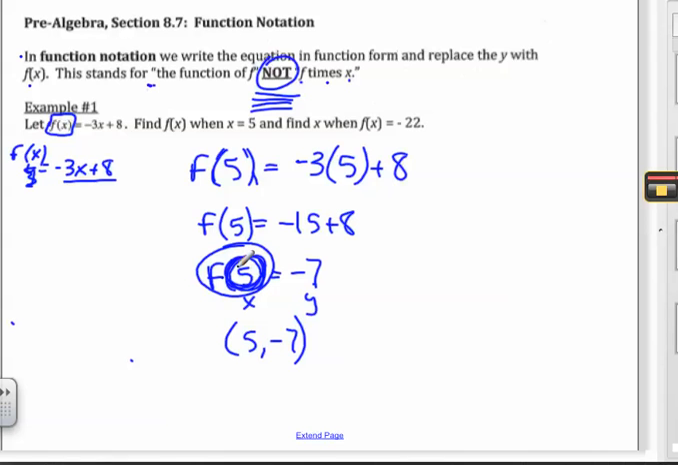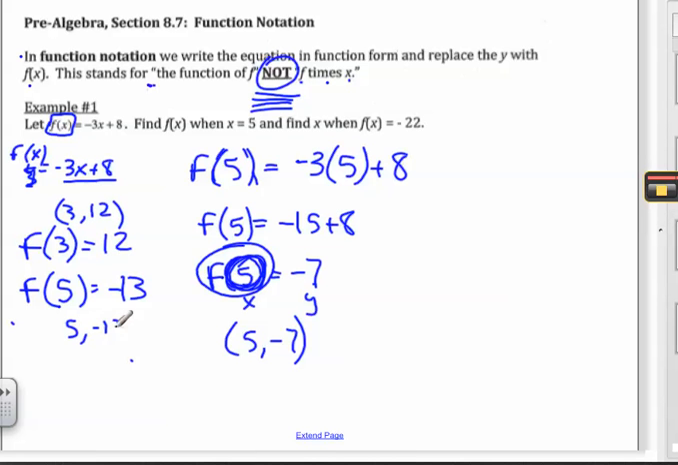I want us to get used to this because sometimes they're going to tell us f of 3 is equal to 12 and f of 5 is equal to negative 13. Do you see how these are 2 points? Right? So we need to know that this is really 3, 12 and this is really 5, negative 13. Okay? Does that make sense?